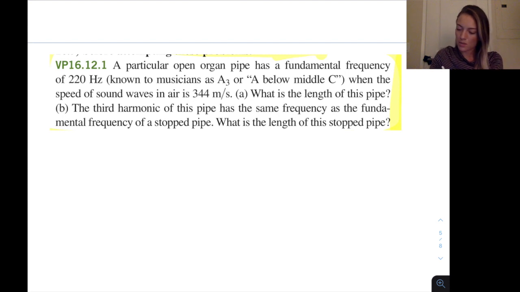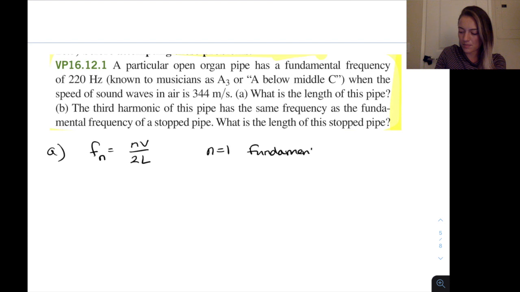Okay, so we have a fundamental frequency. So for part A, they're telling us the fundamental frequency for an open pipe. So remember, the frequencies for an open pipe look like this, nV over 2L, because an open pipe can support half wavelengths only. So we have nV over 2L, and they're saying that the fundamental frequency, which is when n is equal to 1. So that means that when n is equal to 1, V over 2L is equal to 220 hertz.